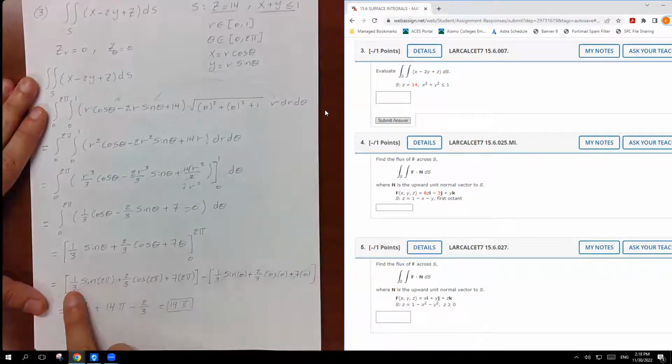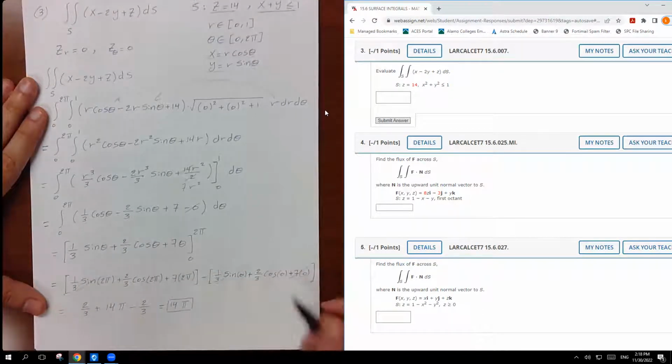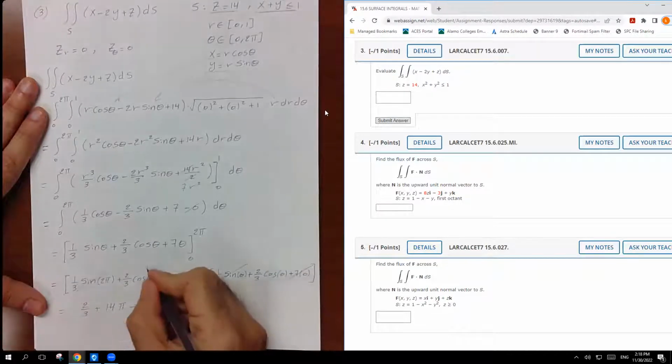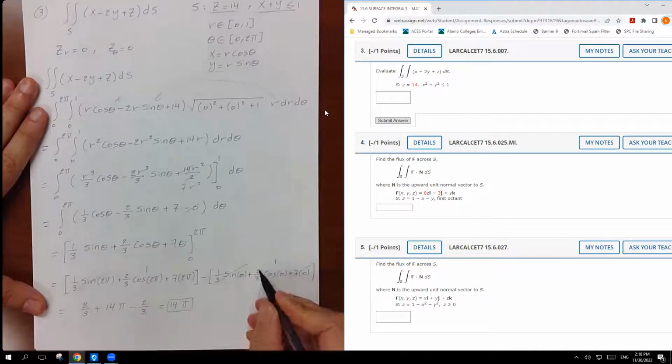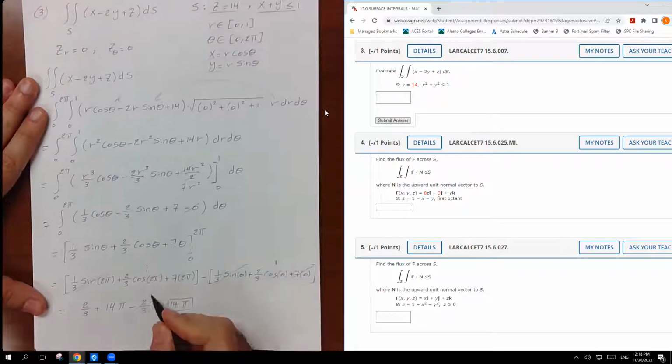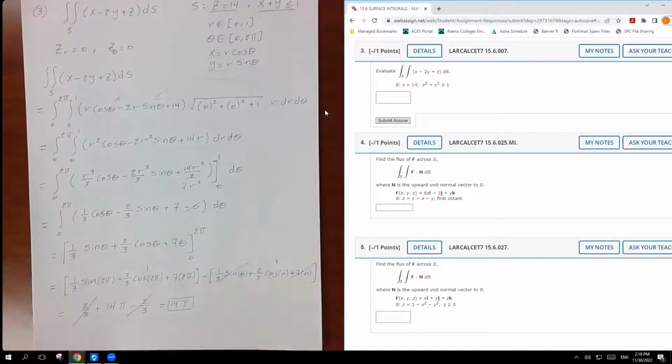Next step, we're going to plug in 2 pi, and plug in 0. This one cancels, this one is 0. So what is left is 2/3 cosine 2 pi, which is 1. That means 2/3 times 1 is 2/3, and 7 times 2 pi is 14 pi. And here is negative, this is 1, so 2/3 times negative is negative 2/3. Cancel these, so the result is going to be 14 pi.